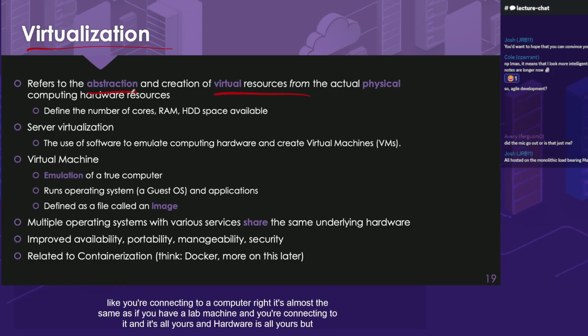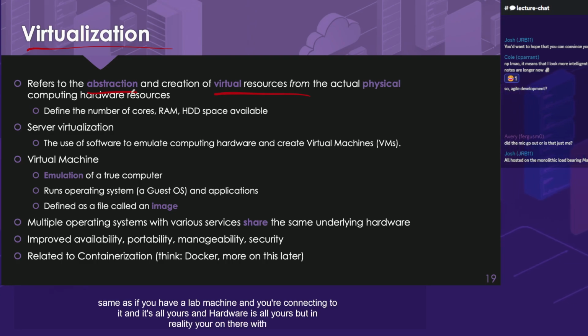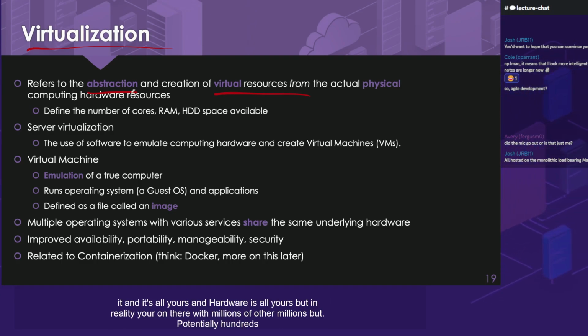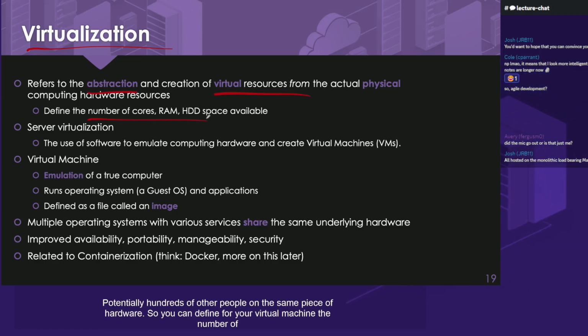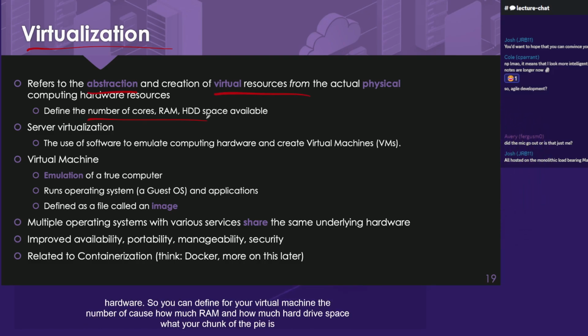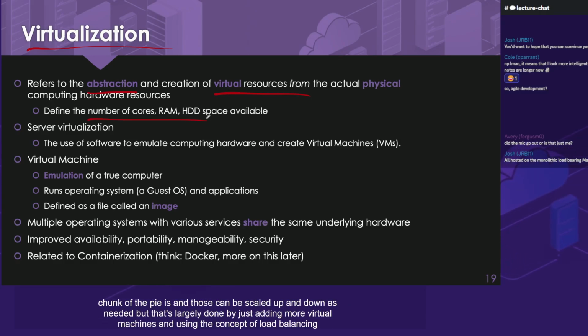But in reality, you're on there with potentially hundreds of other people on the same piece of hardware. So you can define for your virtual machine the number of cores, how much RAM and how much hard drive space, what your chunk of the pie is, and those can be scaled up and down as needed. But that's largely done by just adding more virtual machines and using the concept of load balancing, which we'll talk about next week.